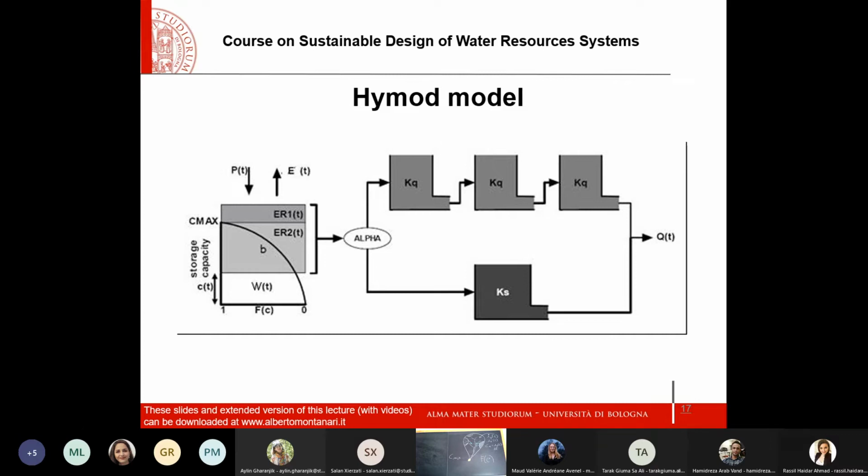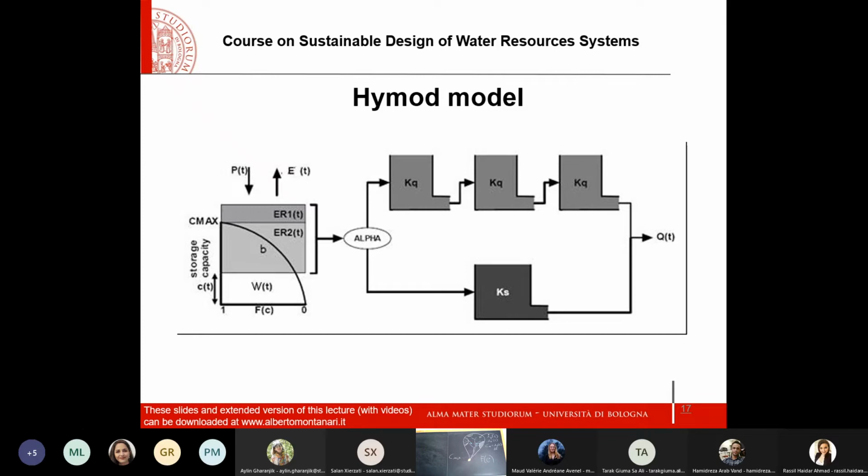This is what is called the Nash model. So he said, let's take a cascade of 3 linear reservoirs for modeling the quick runoff. Why? Because he found in the PhD thesis that in this way the quick runoff was modeled in a more refined way. You may say, why not 4, why not 5, why not 2 linear reservoirs? Because he found that 3 was the optimal.